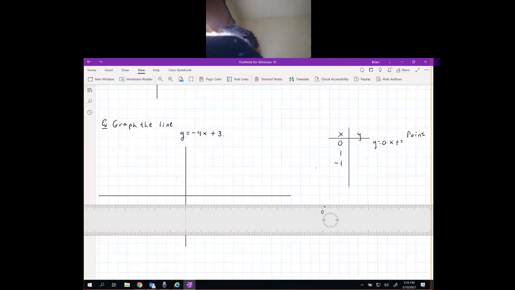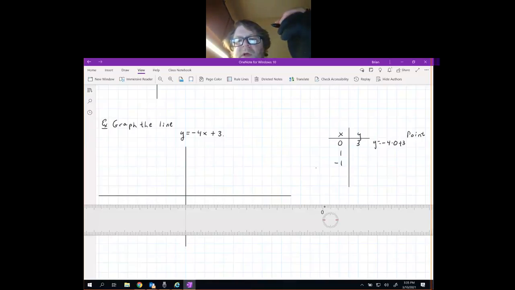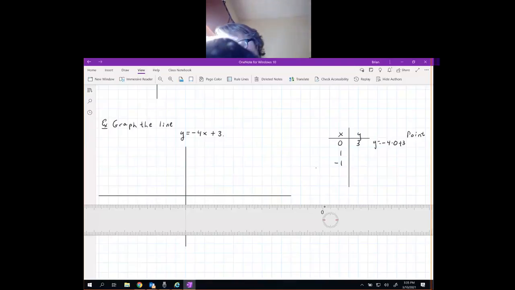Remember, when x is equal to 0, you're going to replace. I made a mistake, didn't I? Yes, I did. Erase that. So you replace x equal to 0, and you end up with y equals 3. So the point is 0, 3, which is just up 3 units. It's on the y-axis.